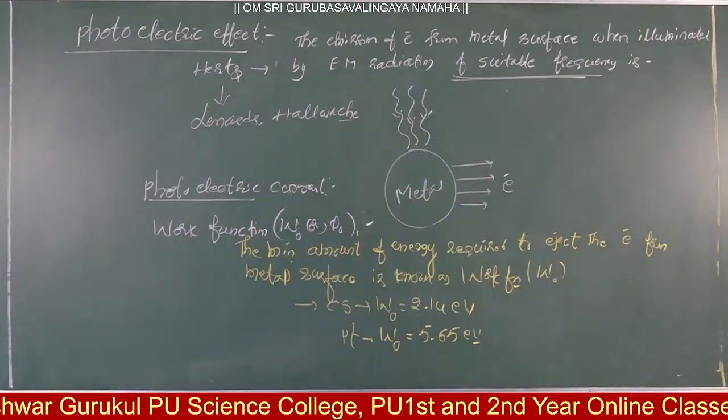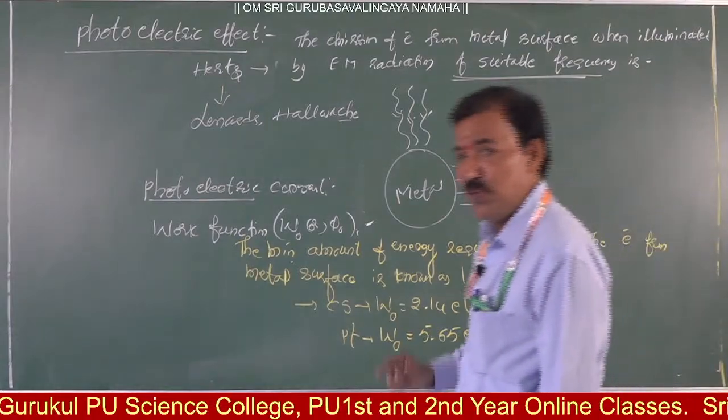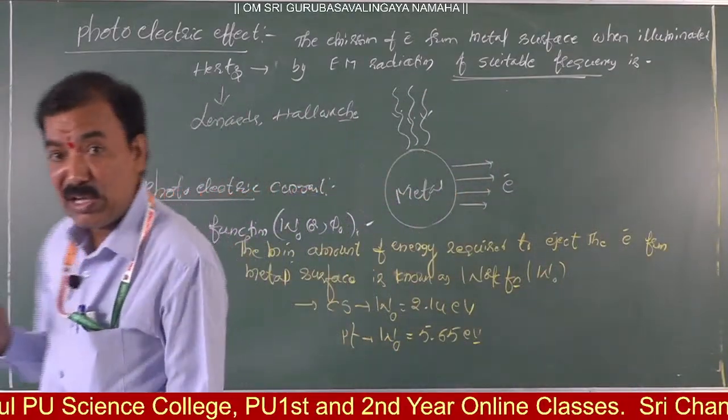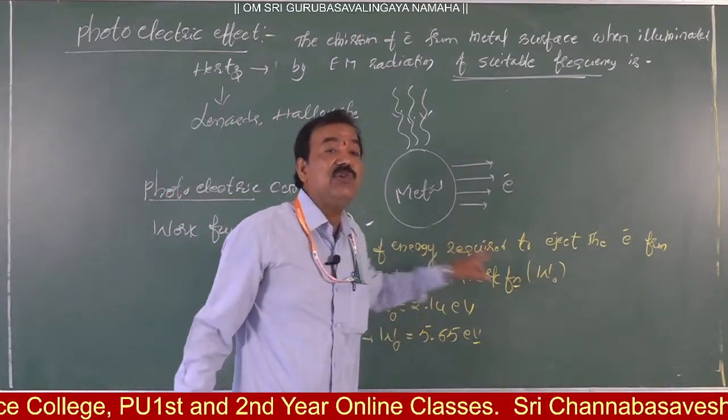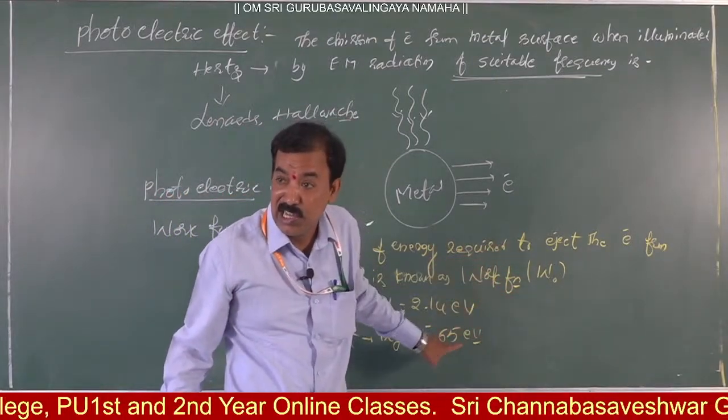What is the meaning of electron volt? What is the meaning of eV? eV means electron volt. What is the definition? The energy gained by the electron.